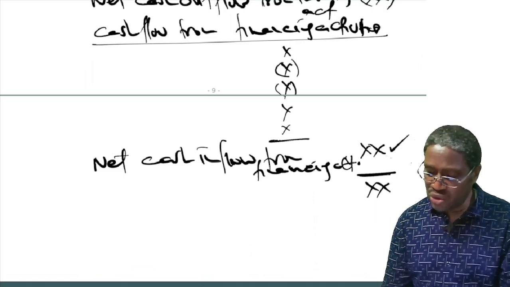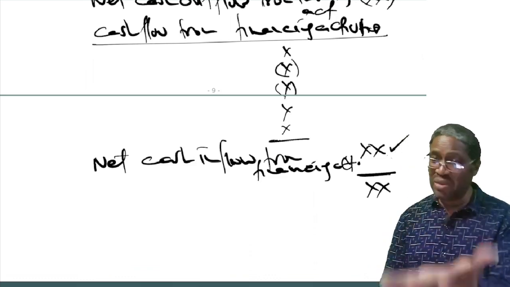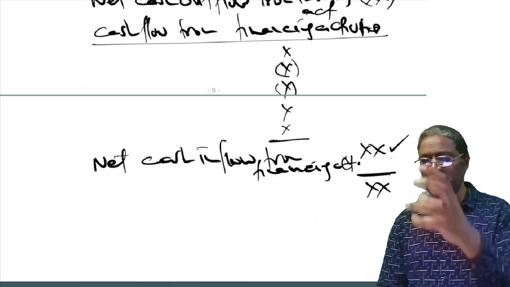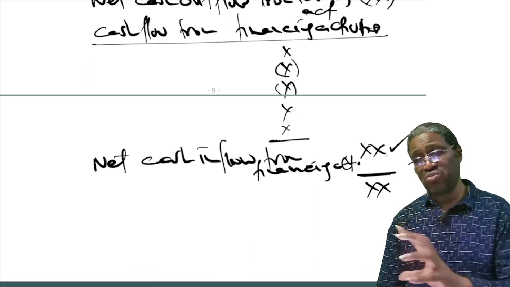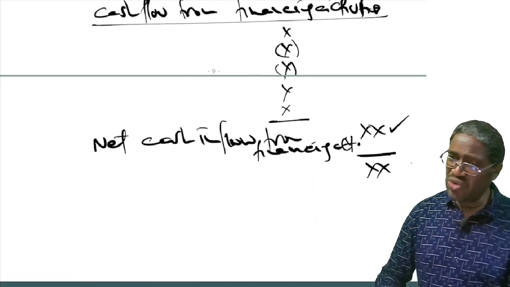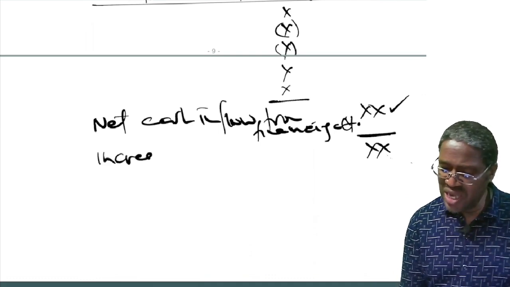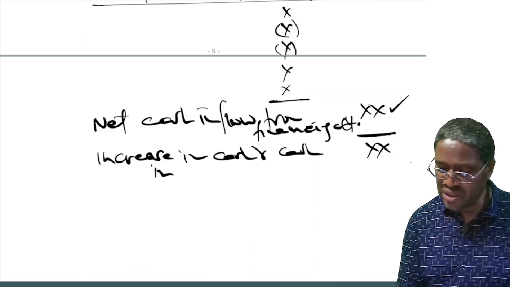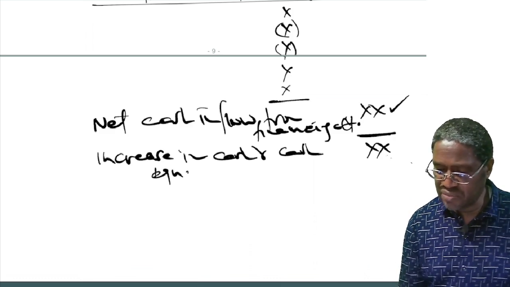Again, that total would either be a positive or a negative, because if some are negatives, then you could have ended up having a positive. Let us assume that you get a positive amount. Once you get a positive amount, that is what you used to call increase in cash and cash equivalent.